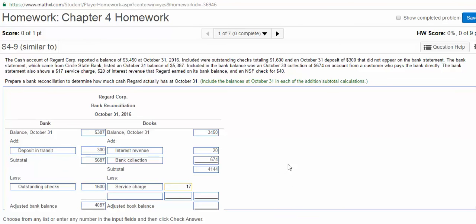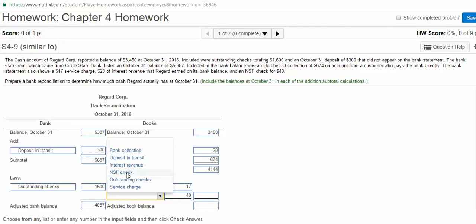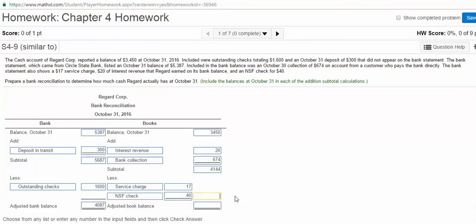Another thing that you deduct from the books, because the books discover this by looking at the bank statement, is that one of the checks that you received is a non-sufficient funds check for $40. What this means is somebody gave you a check for $40, you deposited it, and this is the bank's way of saying, hey, this check was no good. So that's going to be $40. Come over here and select NSF check. Be sure and put your subtotal, which in this case is 57, the 17 plus the 40, and then we just subtract 4,144 from that 57, and we come up to 4,087.